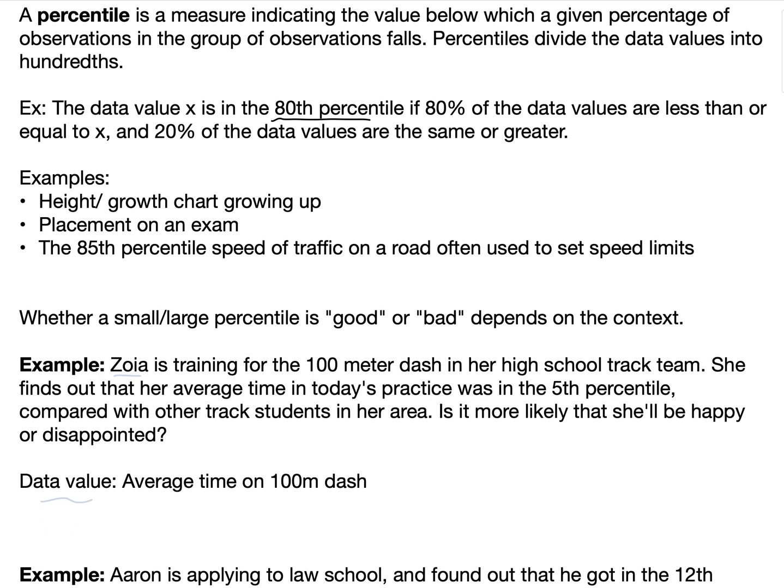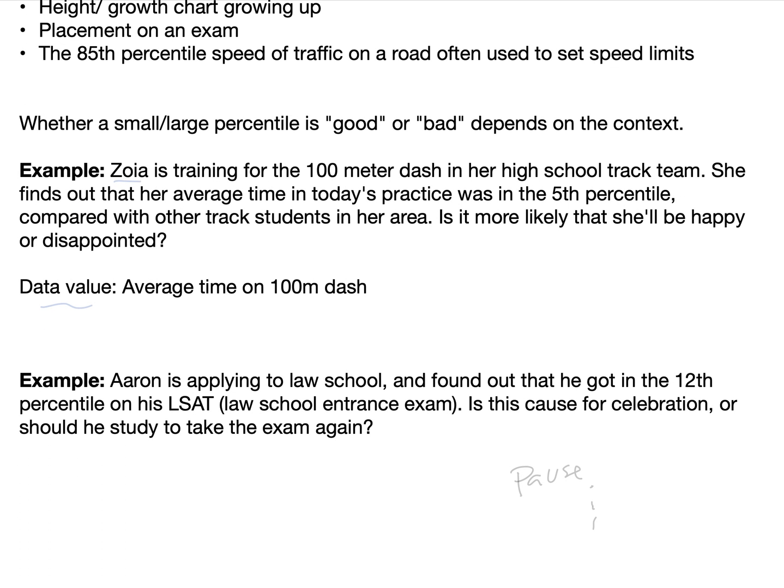So why don't you try to interpret percentile in these two examples, and then we'll talk about them together in a moment. Of course, in both cases, it might depend on what Zoya and Aaron were expecting or hoping for, but we'll go with whatever seems most accurate or most likely. First example, Zoya is training for the 100-meter dash on her high school track team. She finds out that her average time in today's practice was in the 5th percentile, compared with other track students in her area. Is it more likely that she'll be happy or disappointed with this speed?